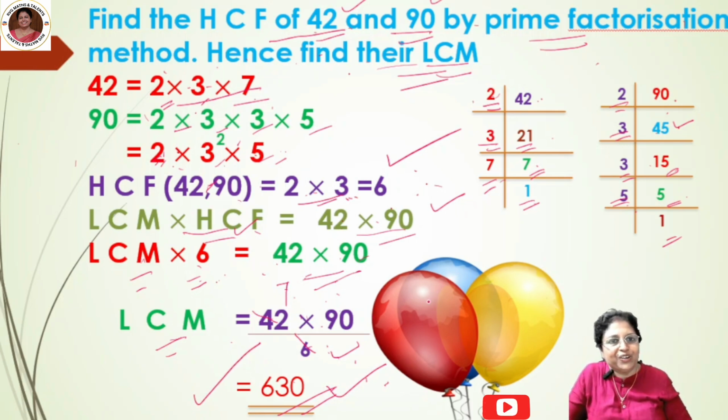Okay. So you got it? So here we use this relation. That means product of the numbers equal to product of the HCF and LCM. Using that relation, we can find LCM here. Okay, you got it? All of you understood this.